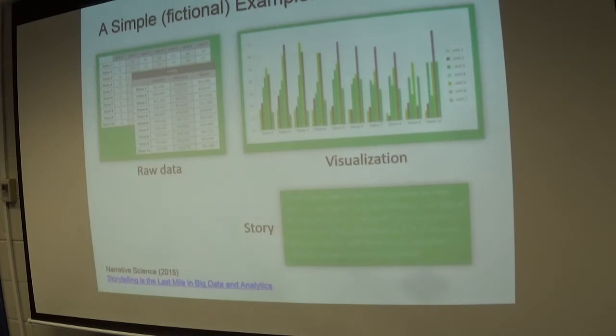Imagine a company that's got retail outlets over some region, maybe in the States possibly, and they have eight or nine or ten stores, and they're selling different products. They want to know how their business is going. We want to track how the business is operating. And so you can produce some raw data.